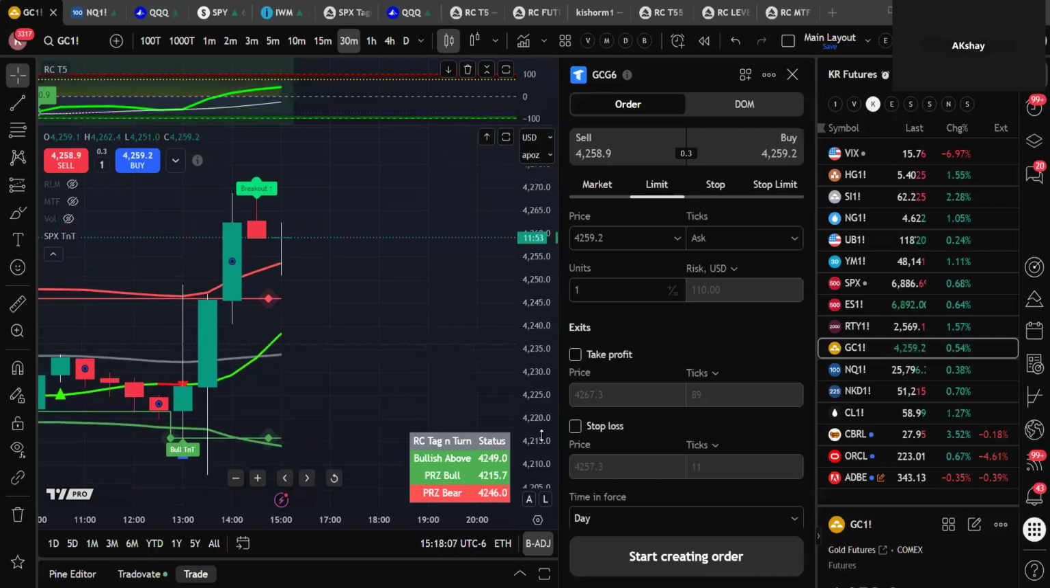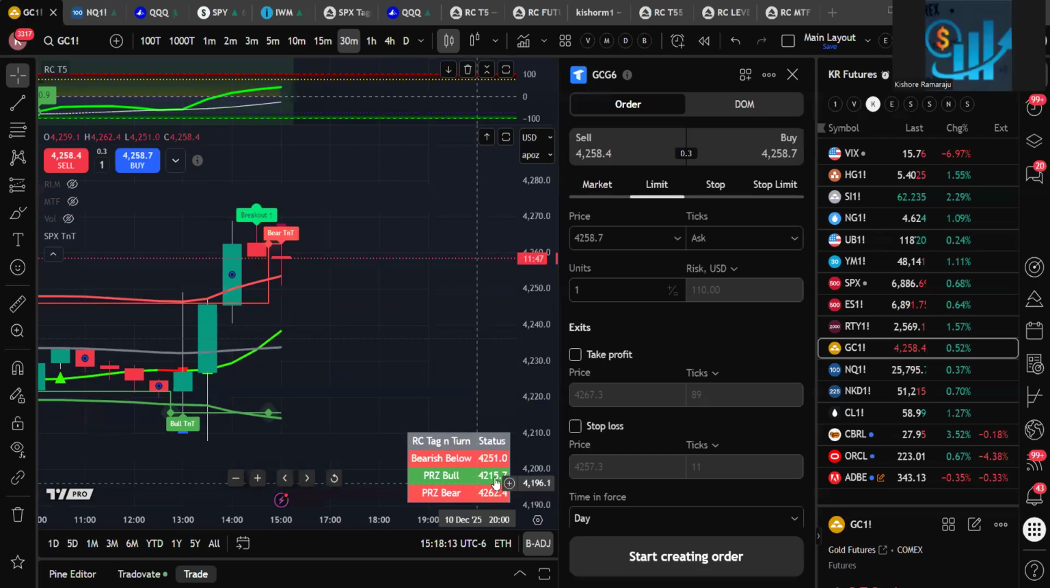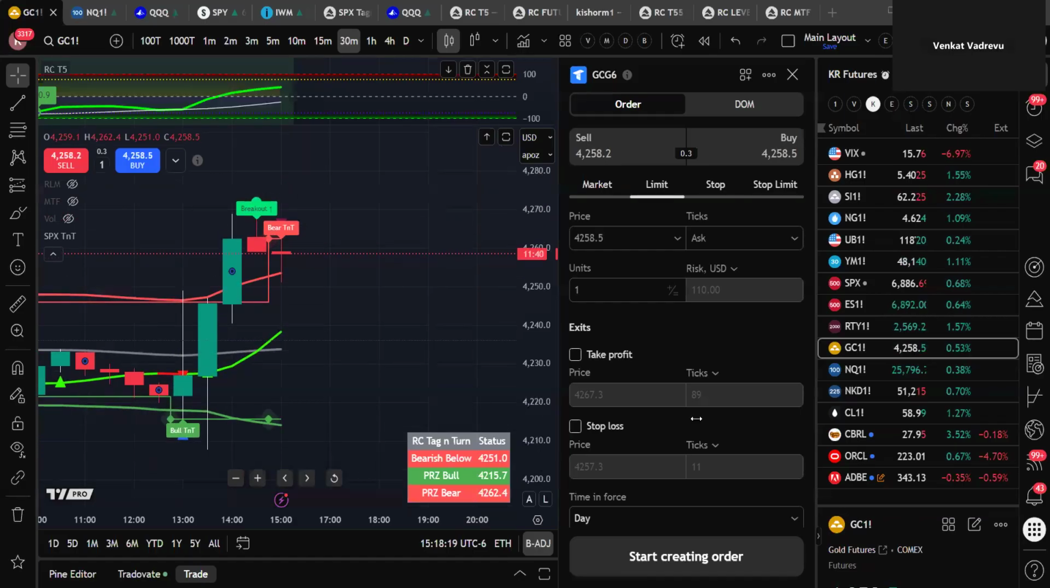Got it. Okay, and what would be the personal bottom line? So 4215 is the target. 4215. Yeah, and for silver, silver.